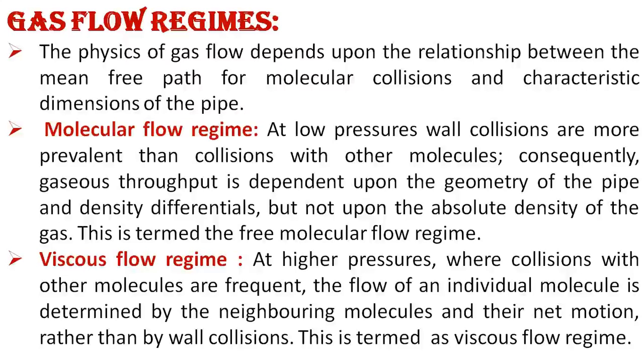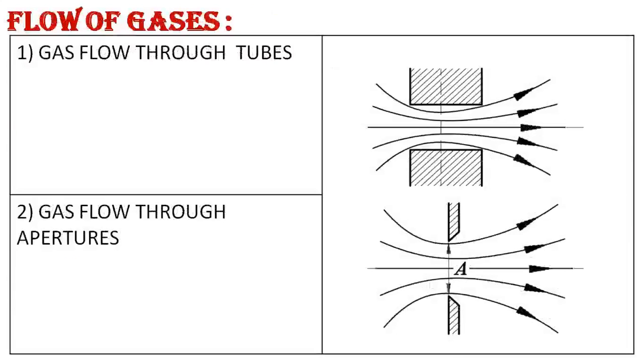So those are the two main gas flow regimes, the molecular flow regime and the viscous flow regime. There are two kinds of gas flow: first is the flow through a tube, and second is the flow through a compartment. We have to see the diagram of how gas flows through a tube and how gas flows through a compartment. The upper diagram is the gas flow through a tube, and the second is the gas flow through a compartment.